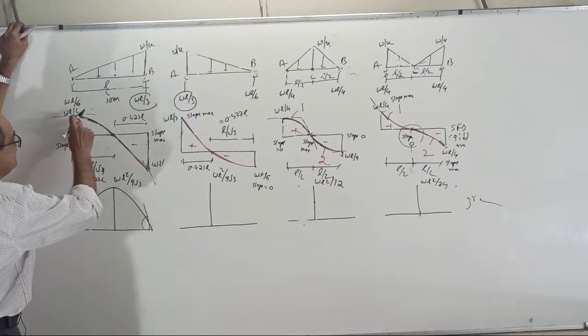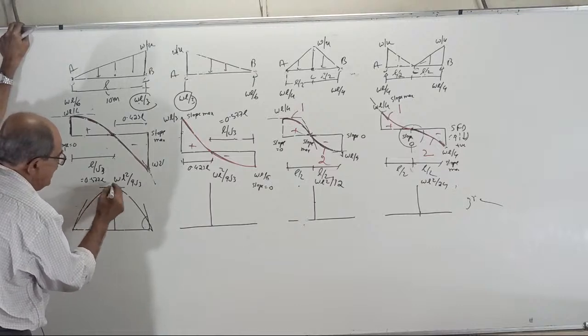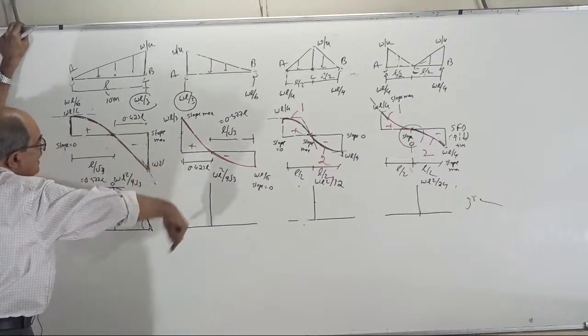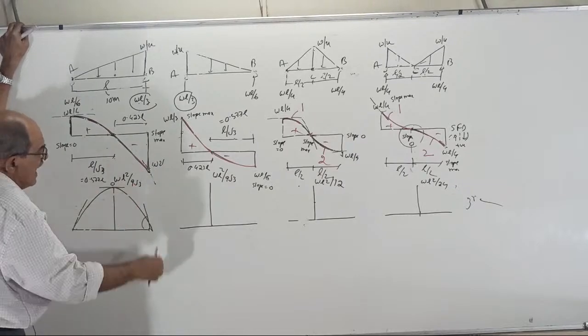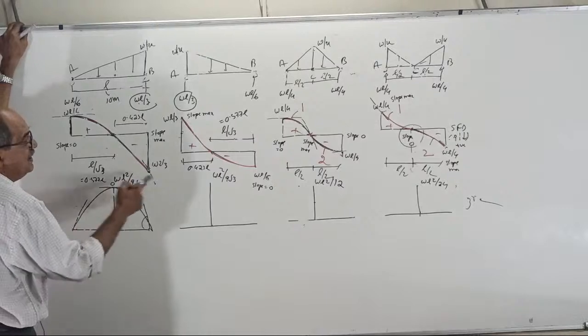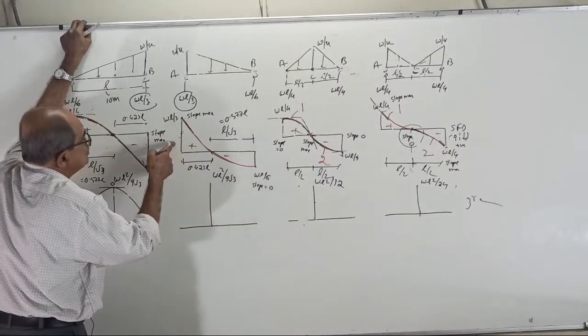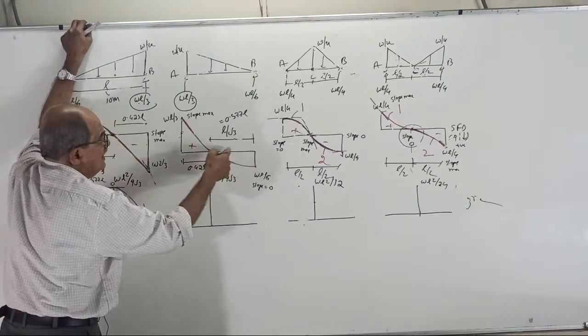Slope reduces, shear force reduces. Finally, here slope is 0. Then again slope becomes the other way. When you reach here, again maximum slope, WL by 3. This slope is double of this slope. Here, see. Again, see here. Here slope is more, there slope is lesser, here 0.